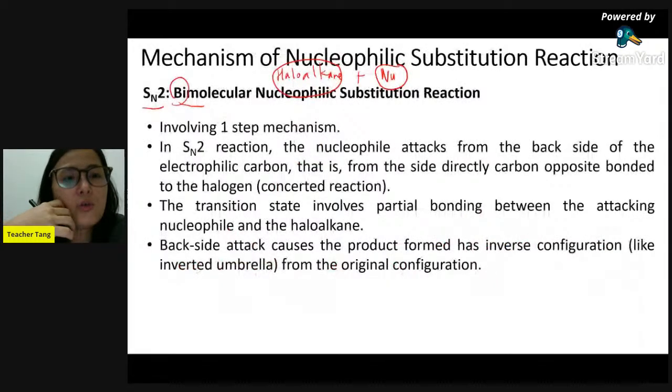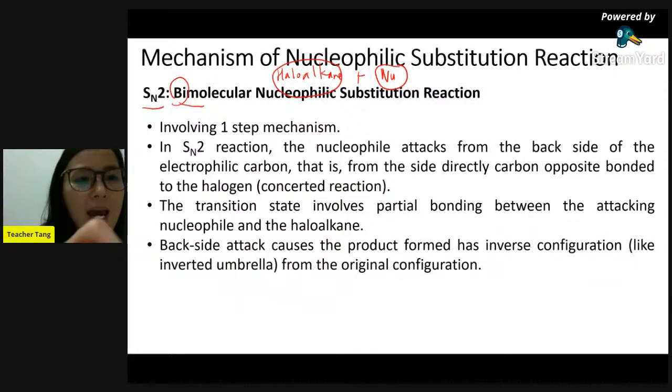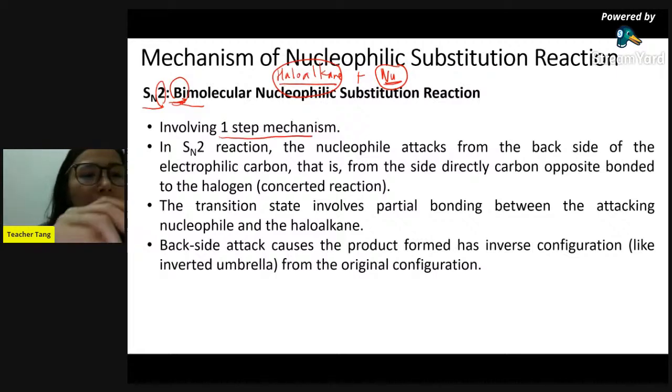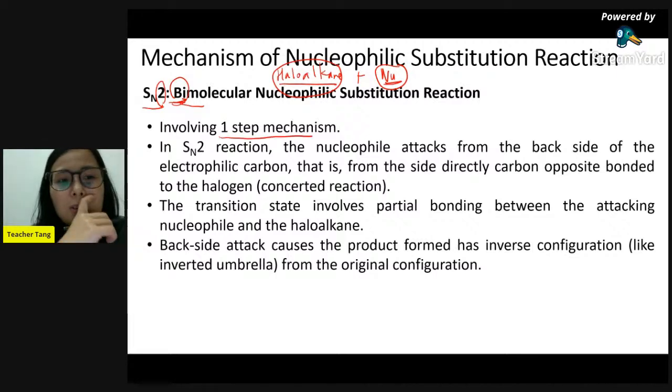So for SN2, in the slower step, again, bi or 2 means that the slower step melibatkan haloalkane and also nucleophile. So you need to draw both haloalkane and nucleophile in your step number 1. So basically, it involves only one step. And then in the SN2 reaction, the nucleophile will attack from the back.